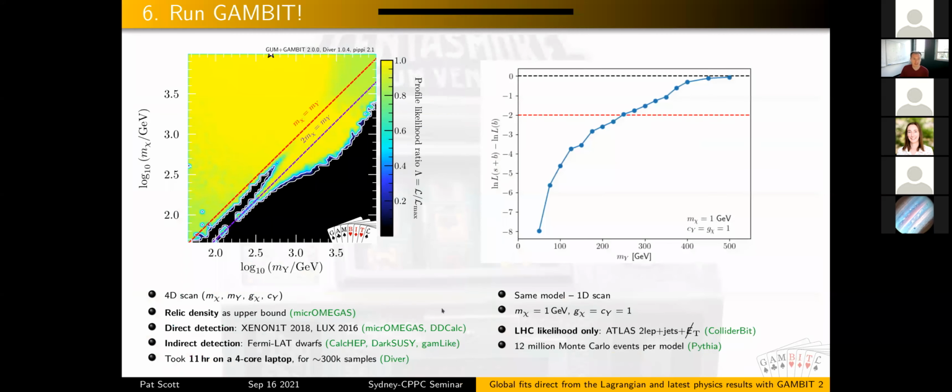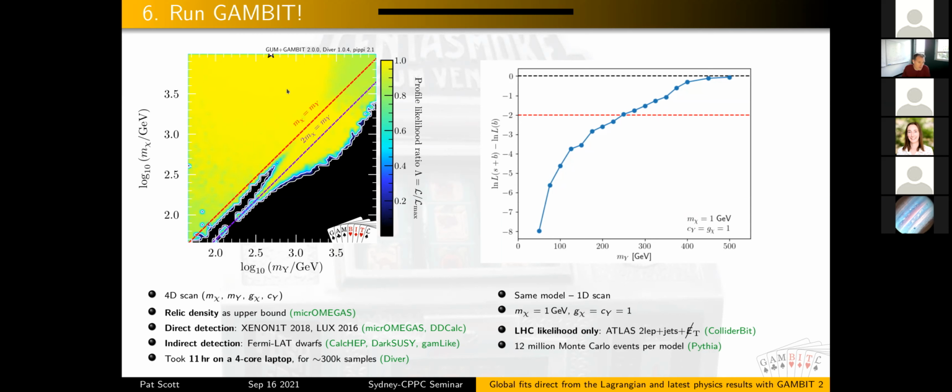So then step 6 is basically just to run GAMBIT and do your global fit. For this particular example model, we've got 4 parameters. So this plot is the preferred parameter space of this theory in terms of the mass of the dark matter particle and the mass of the mediator. Here we're looking at the profile likelihood. So the 2 other parameters, the dark matter coupling and the mediator coupling, have been profiled out. That means that for each combination of mass here, we've selected the couplings that give the best possible fit to all of the data.